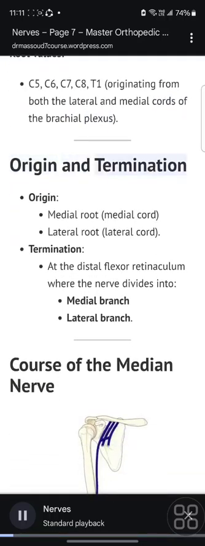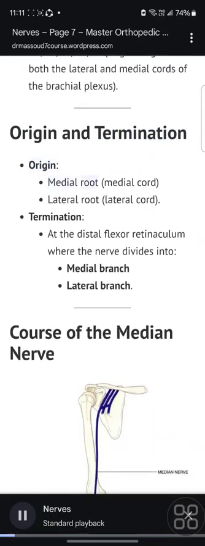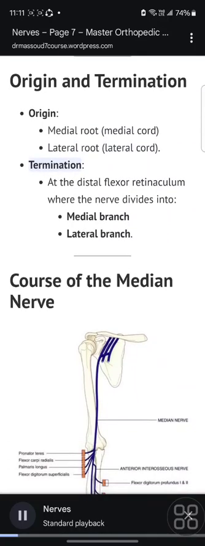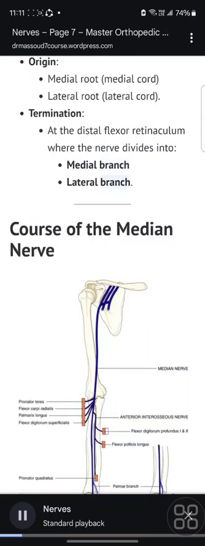Origin and termination. Origin: medial root, medial chord; lateral root, lateral chord. Termination: at the distal flexor retinaculum, where the nerve divides into medial branch and lateral branch.